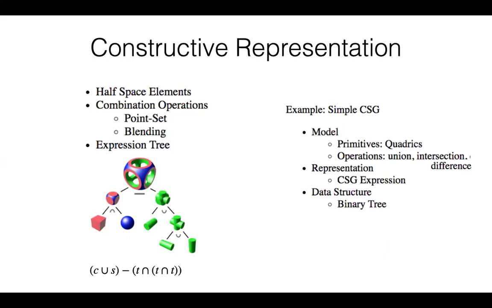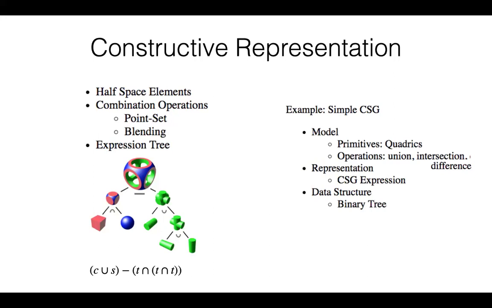In the case of a constructive representation, we are going to have half space elements. Basically, you have the ambient space, and we have the set of points that belong to the shape and the set of points that are the complement, that don't belong to the shape. And then we are going to use operations to combine these sets of points, either point set operations or blending operations.